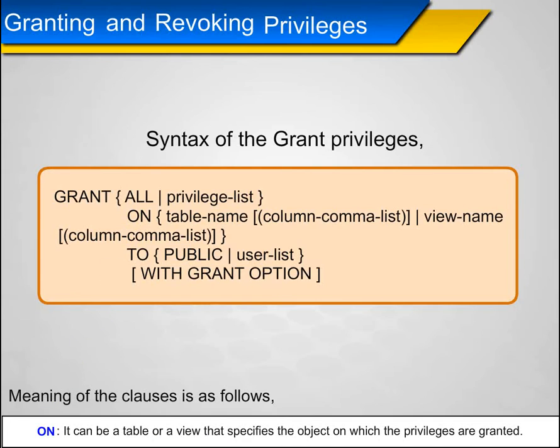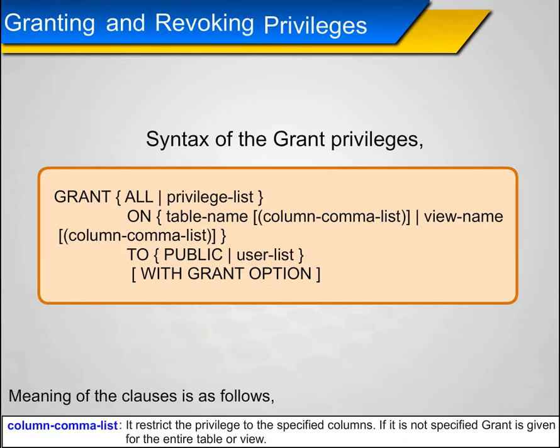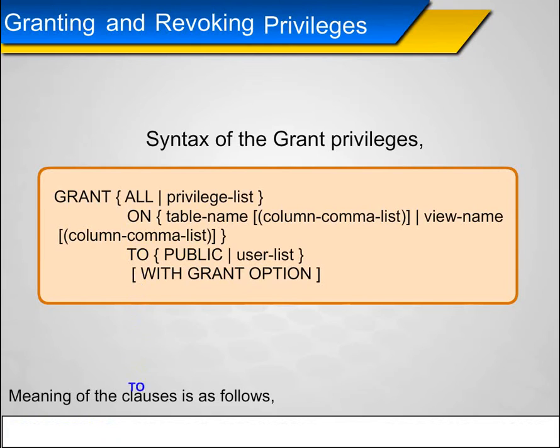On, it can be a table or a view that specifies the object on which the privileges are granted. Column comma list. It restricts the privilege to the specified columns. If it is not specified, grant is given for the entire table or view. To. It identifies the users to whom the privileges are granted.